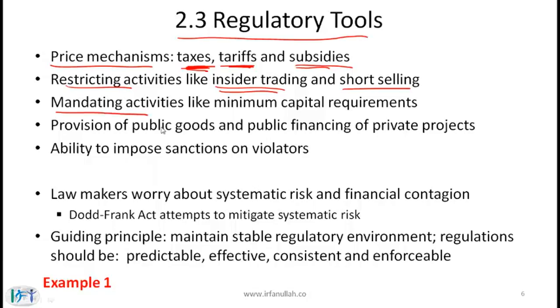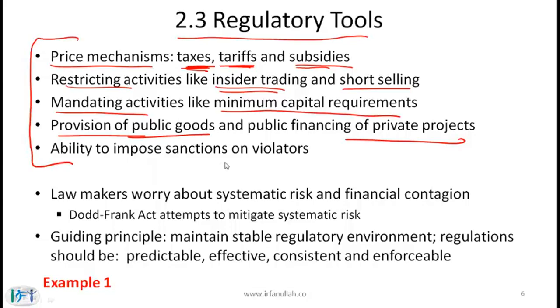Another category is to mandate activities. Now, in the banking sector, it is mandated that banks need to maintain a certain minimum amount of capital. This is rather obvious, but in areas where we have high positive externalities, such as with public goods, we will have the provision of public goods and the public financing of private projects. Again, this is when we have high positive externalities. And in the context of regulatory tools, the ability to impose sanctions on violators is also significant. So these bullet points fall within the category of regulatory tools.